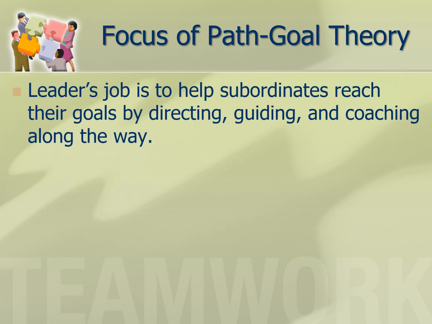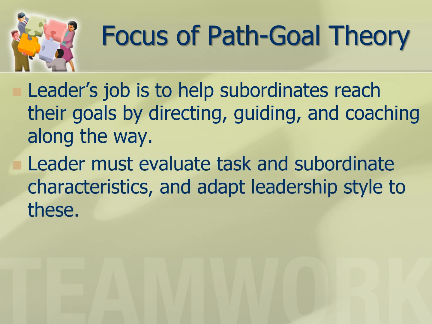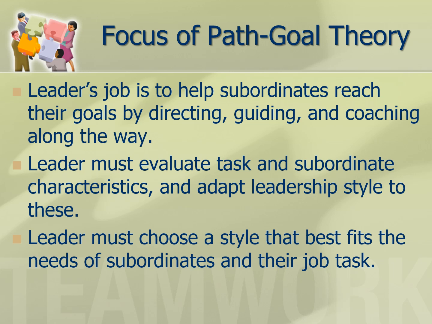The focus of the path-goal theory is that it's the leader's job to help subordinates reach their goals by directing, guiding, and coaching along the way. The leader has to evaluate task and subordinate characteristics and adapt their style to those. Much like situational leadership, the leader must choose a style that best fits the needs of the subordinates and the job task.